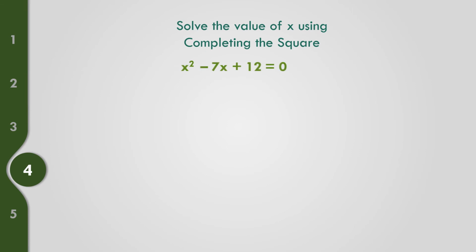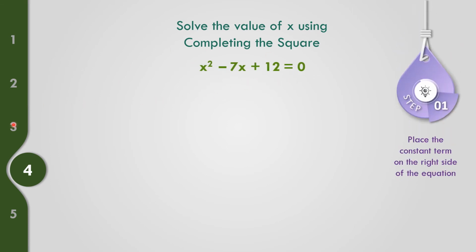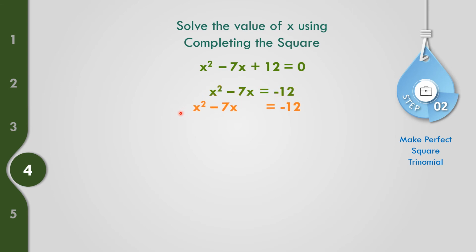How about example number 4? X squared minus 7x plus 12 equals 0. We need to place the constant term on the right side of the equation. So that becomes bring down x squared, bring down negative 7x. It is equal to positive 12. That becomes negative 12. Step 2, make a perfect square trinomial in this equation. So it means x squared minus 7x plus the blank is equal to negative 12 plus the blank.